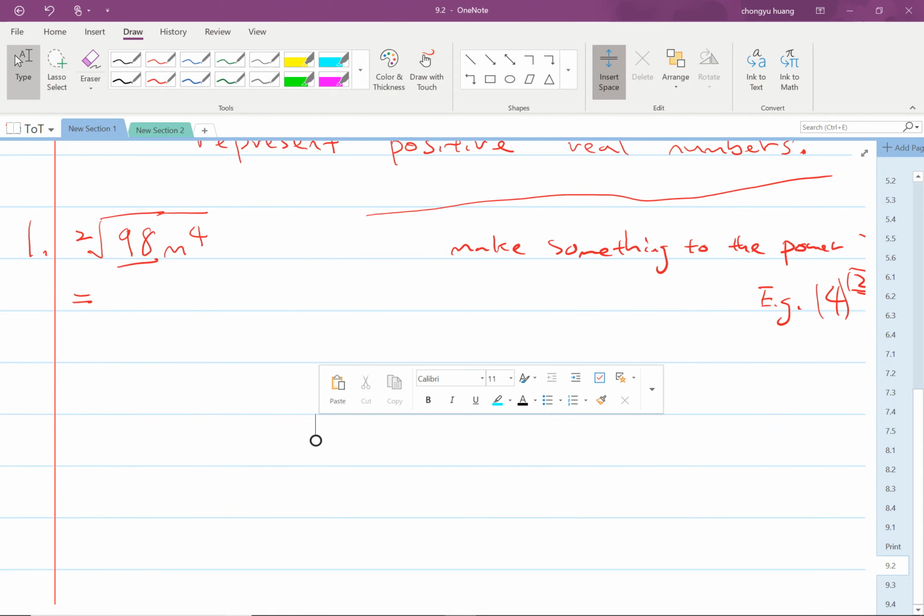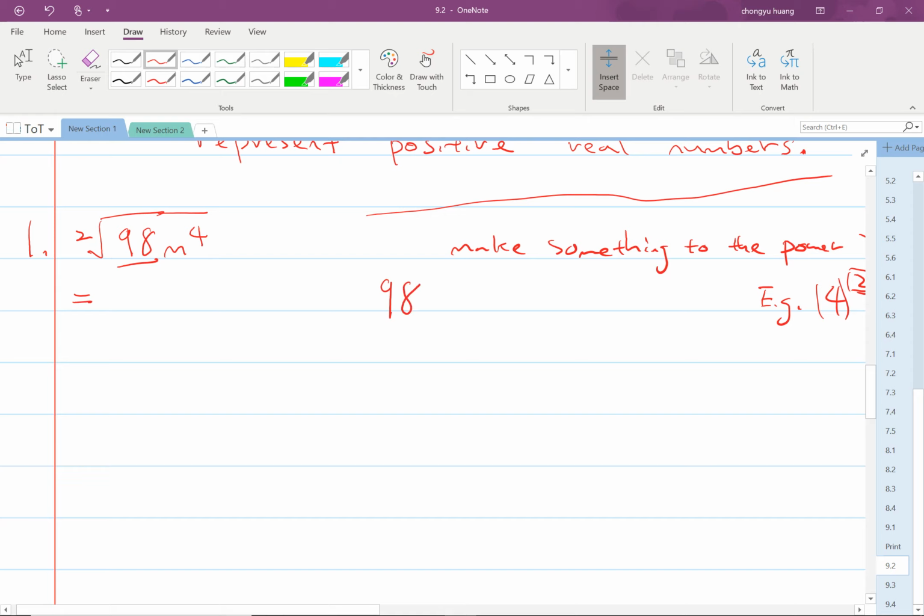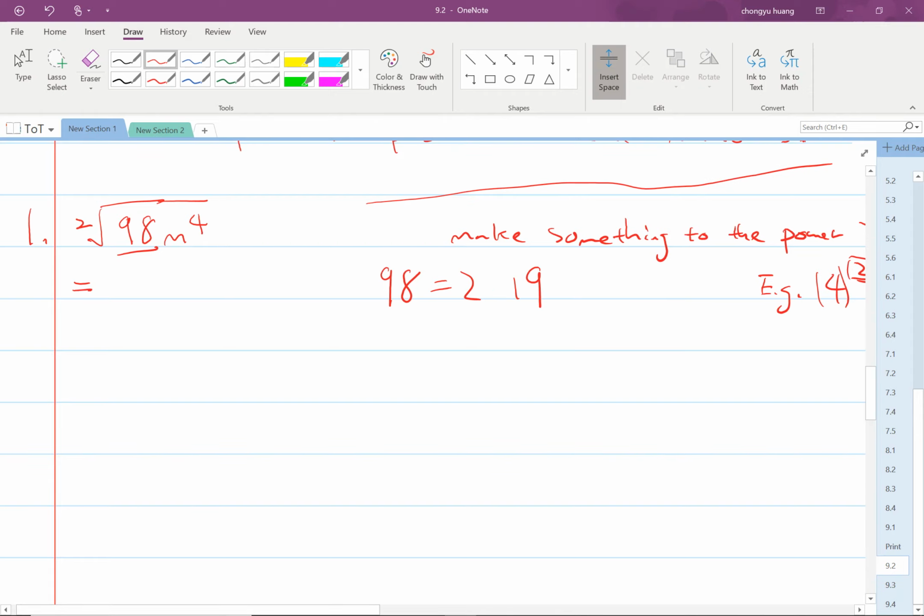Now let's think. Let me write it down. Over here we have 98. 98 is equal to 2 multiplied by 49. So you write it down: 98 is 2 multiplied by 49, times m to the power 4. Now you know that 49 is equal to 7 to the power 2.